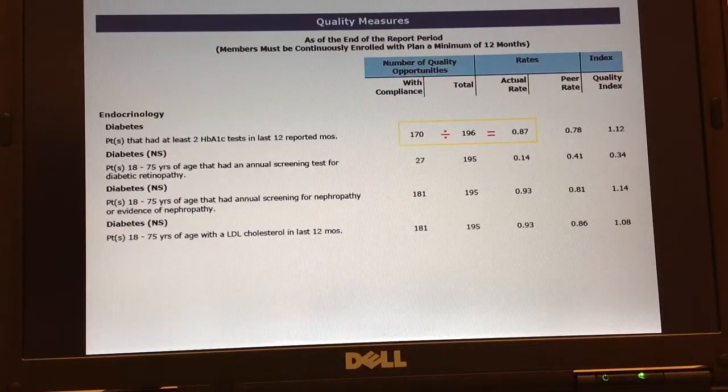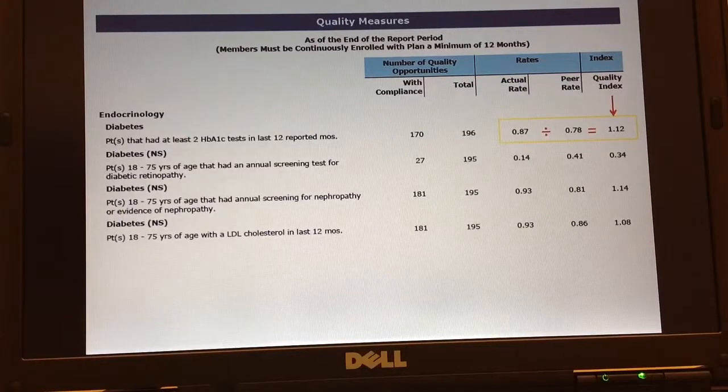In this example, there were 196 diabetic patients attributed to providers at the practice location who met the diabetes measure criteria for at least 2 hemoglobin A1C tests in a 12-month period. There were 170 patients who were compliant. The actual rate for the practice was 0.87 or 87%. The peer group overall had a compliance rate of 0.78 or 78%.